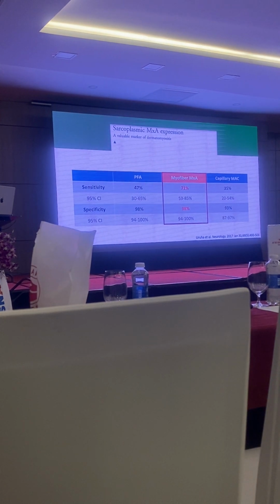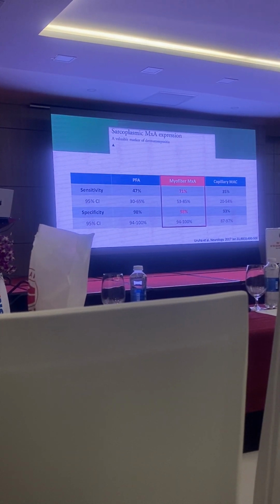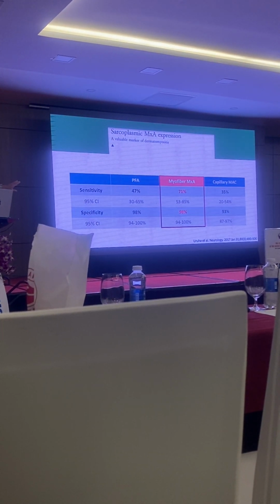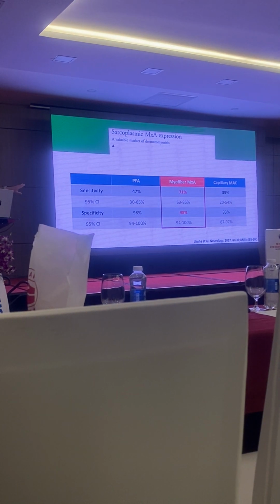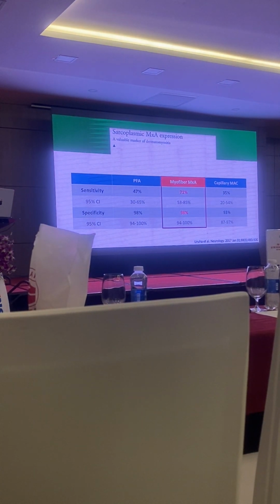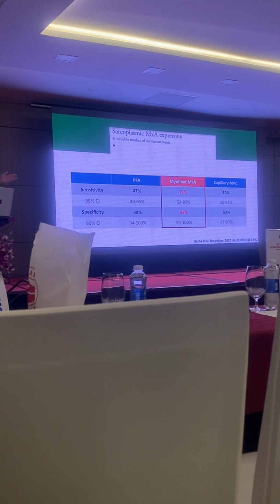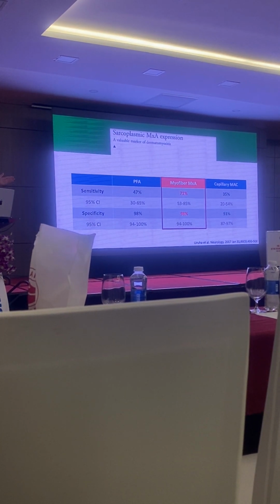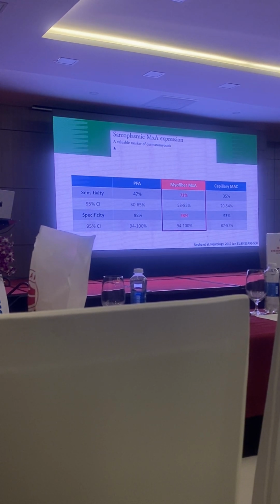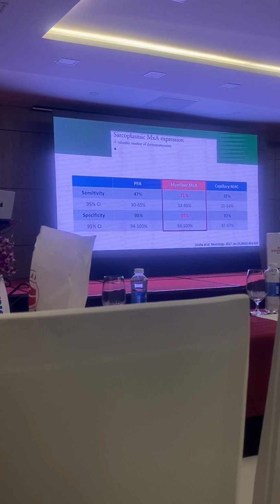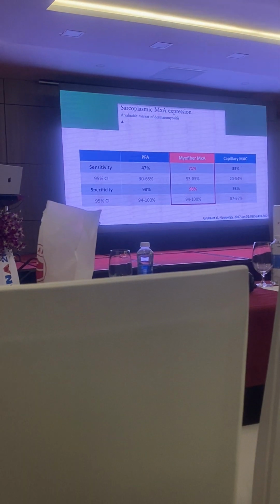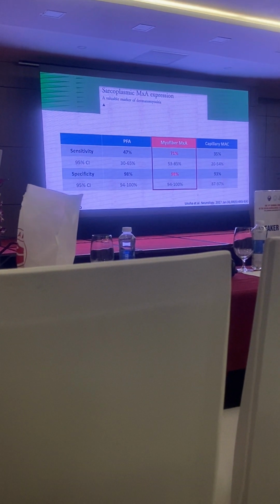So, to make a long story short, you can see the myofiber MXA expression has very high specificity, 98%. So practically, if you see it, you already have the diagnosis. And sensitivity is the highest among those three. So this is the most useful and practical tool to make a diagnosis of dermatomyositis or muscle pathology.